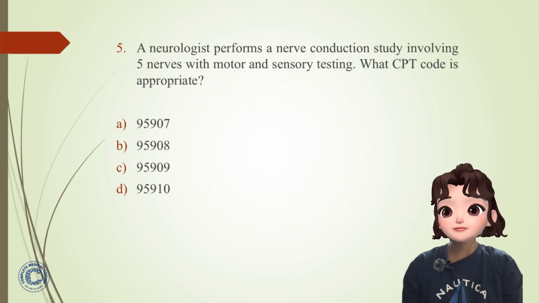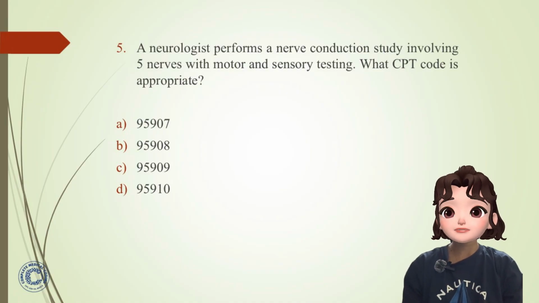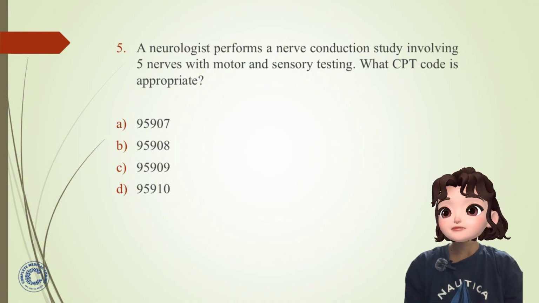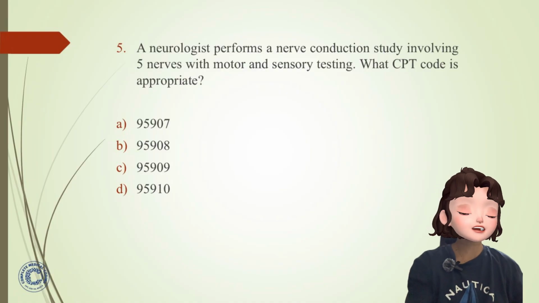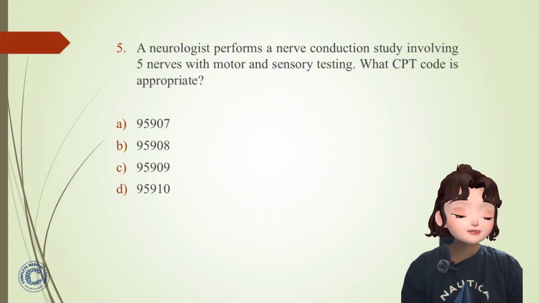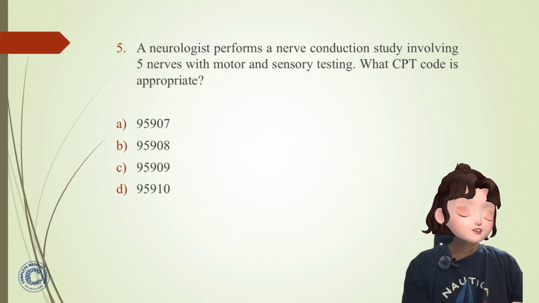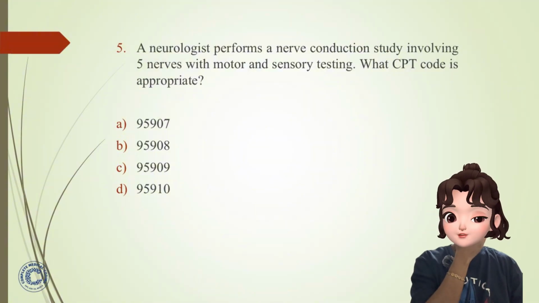Fifth question. A neurologist performs a nerve conduction study involving 5 nerves with motor and sensory testing. What CPT code is appropriate? So this is the question to find out the nerve conduction studies. Here, nerve conduction studies of 5 nerves. You have to find out the correct CPT code. So go to the options, open your CPT code book, go to the 90 series, 959 because nerve conduction studies all come under 90 series.